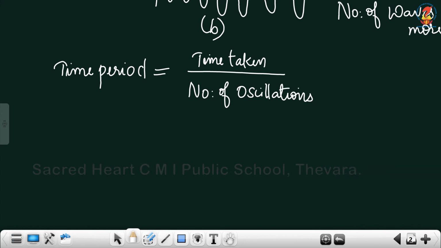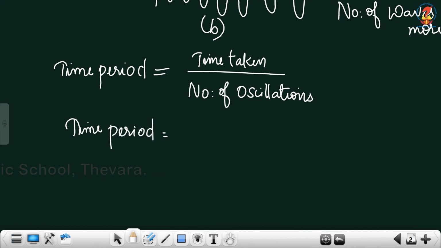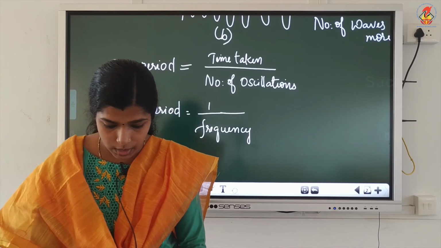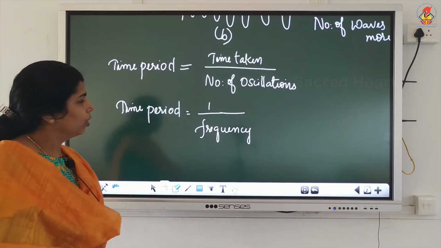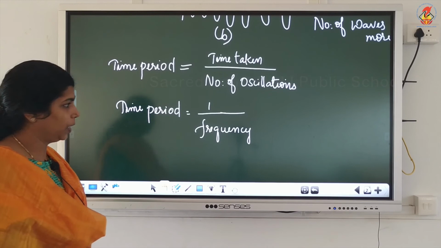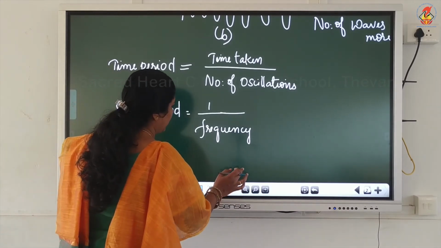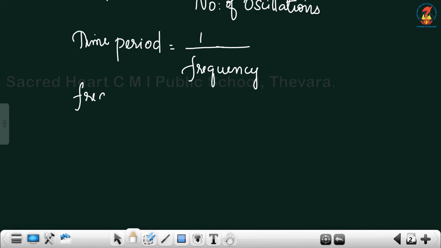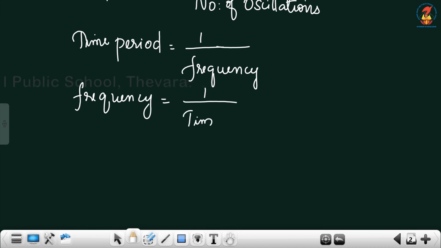Now, there is a relation between time period and frequency. Time period equal to 1 by frequency. Time period equal to 1 by frequency means frequency equal to 1 by time period. Okay, frequency equal to 1 by time period.